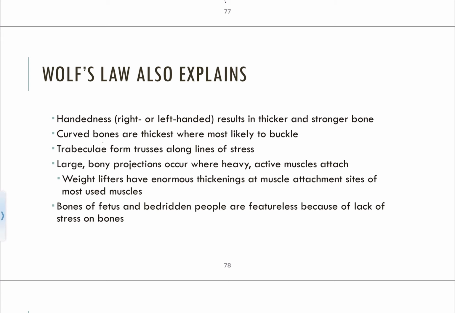When we're talking about curved bones, like our ribs, those are going to be thickest where they're most likely to buckle. The trabeculae of spongy bone, how are they formed? Even though it looks like there's no organization, they're actually formed along lines of stress so that we don't buckle our bone. Where we have large bony projections, we have heavy active muscles attached, so we're going to build up a lot of bone there. A weightlifter is going to have huge bony projections where their muscle attachment sites are, for the muscles they're actually using.